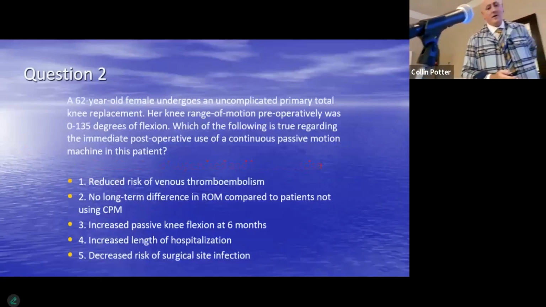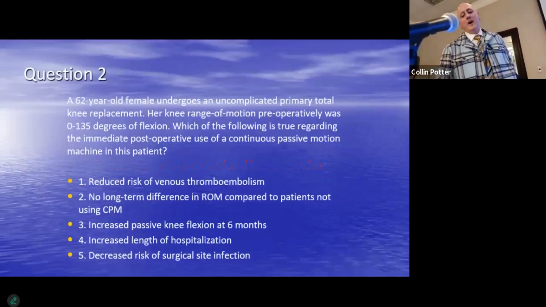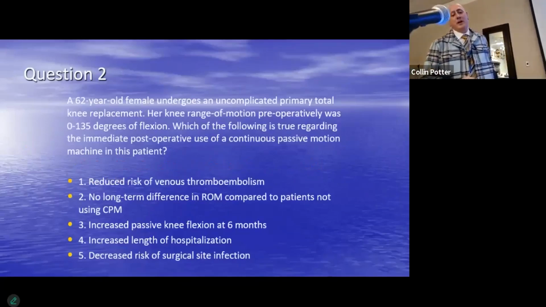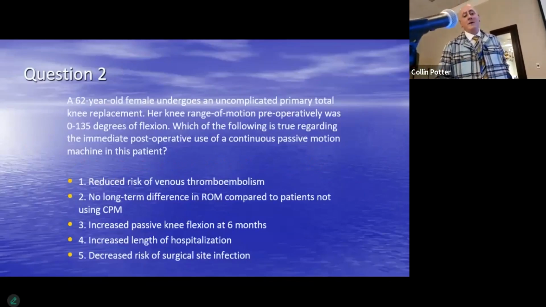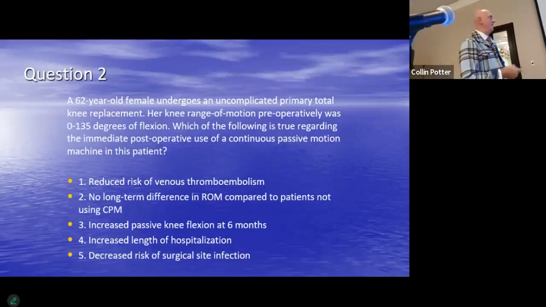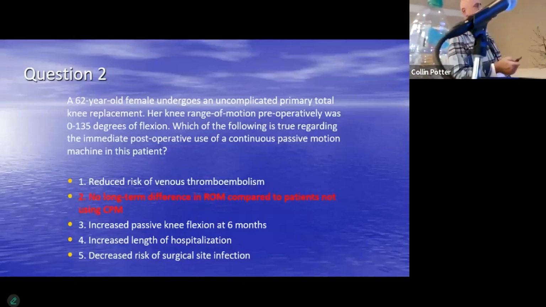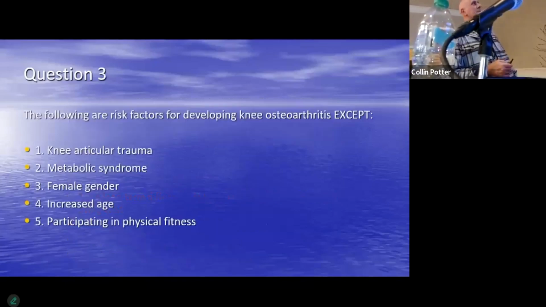One, terrific. All right, my patient is a 62-year-old female. She undergoes an uncomplicated total knee replacement. Her range of motion is 0 to 135 degrees. Which of the following is true regarding the immediate postoperative use of continuous, don't worry about this, we didn't even mention it. So CPM machines, continuous passive motion machines, we don't use them, right? There's been no evidence to suggest that added cost has improved outcomes.